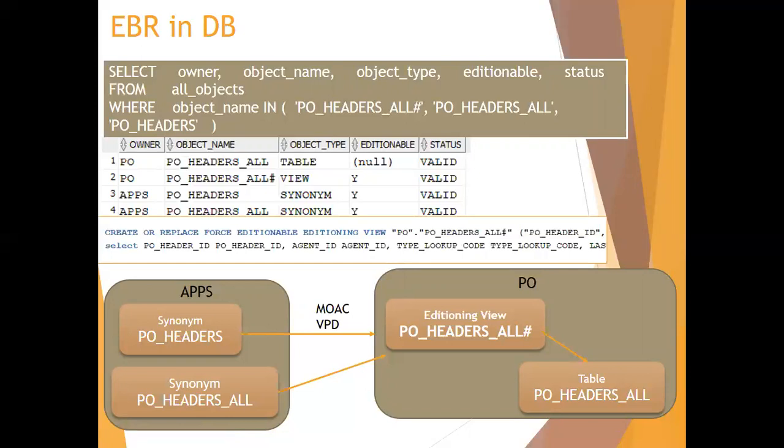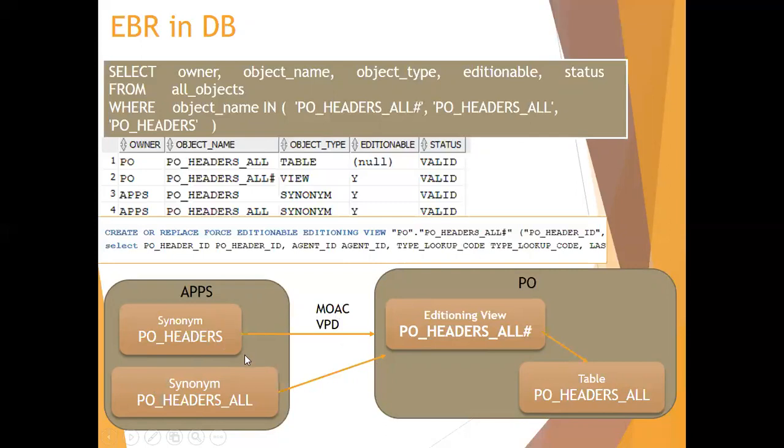The object ending with hash is nothing but an additional view; we call it an editioning view in this particular environment. In the APPS schema, you'll find the same name, one without _ALL and the other with _ALL. Whatever database objects you see in the APPS schema, they are synonyms. They connect to this editioning view, not to the table directly. Whatever the virtual private database or MOAC access, based on that you'll get the data from the APPS schema.